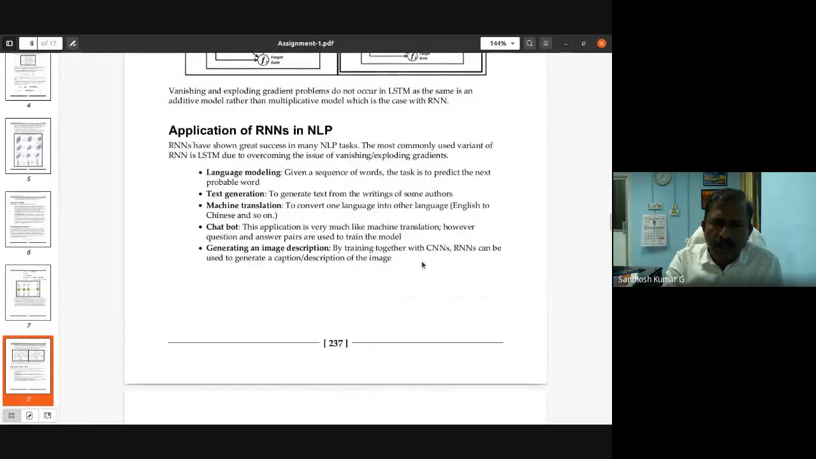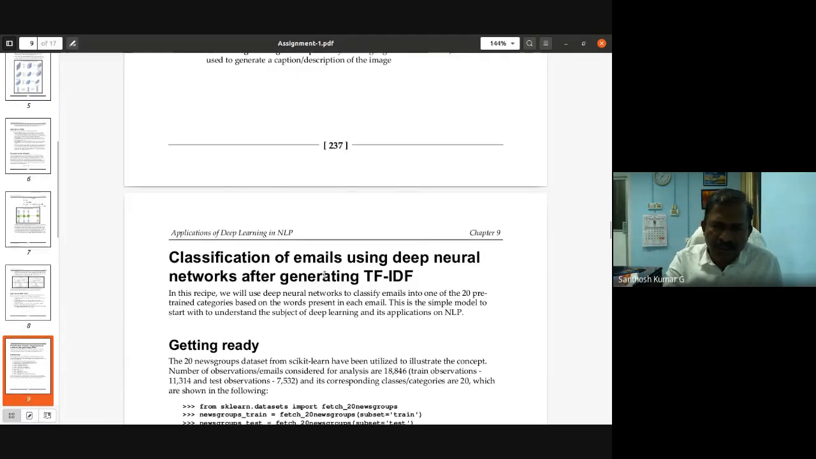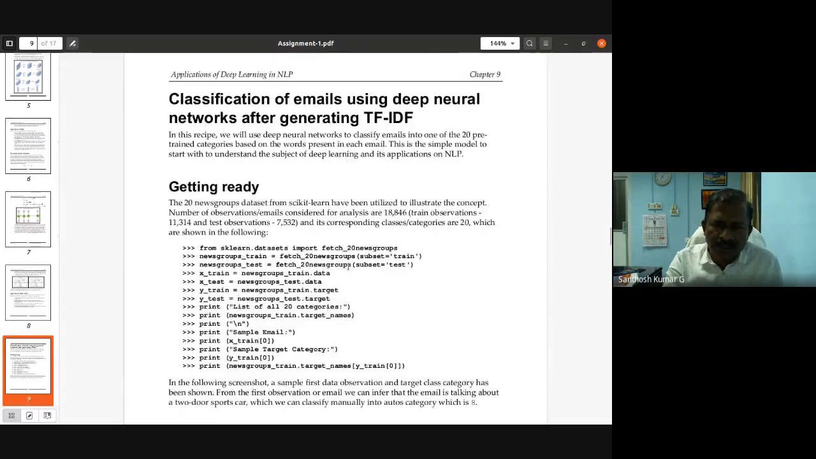And how RNNs are used in NLP. So language modeling, text generation, machine translation, building chatbots, then generating an image description, etc. So this is the task.